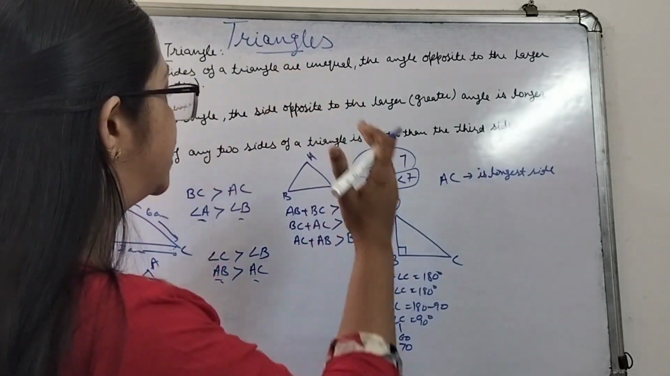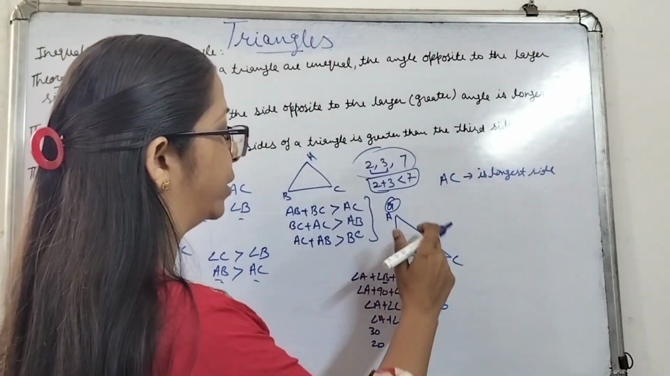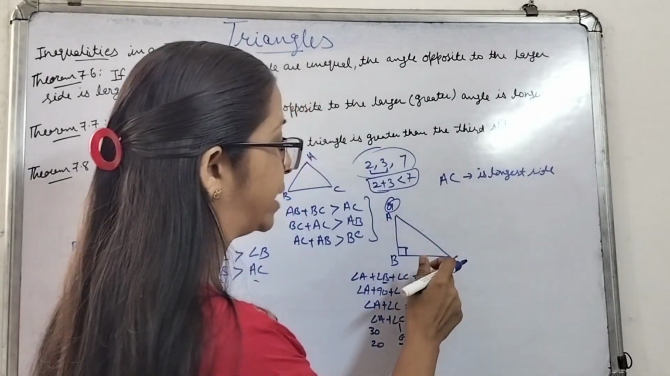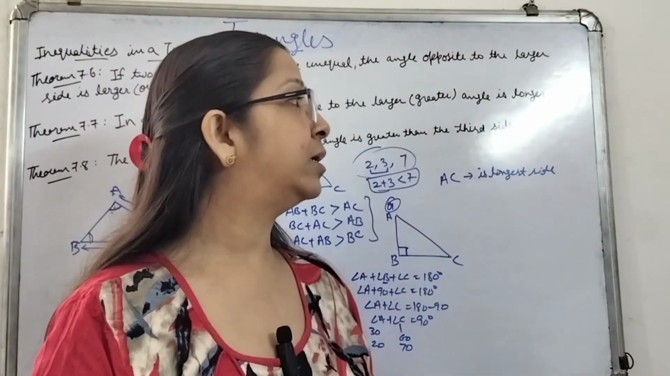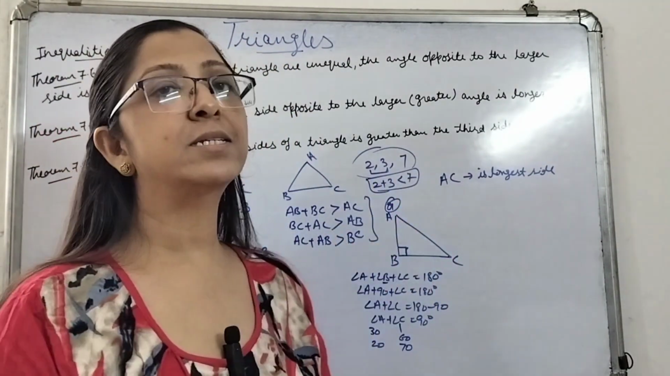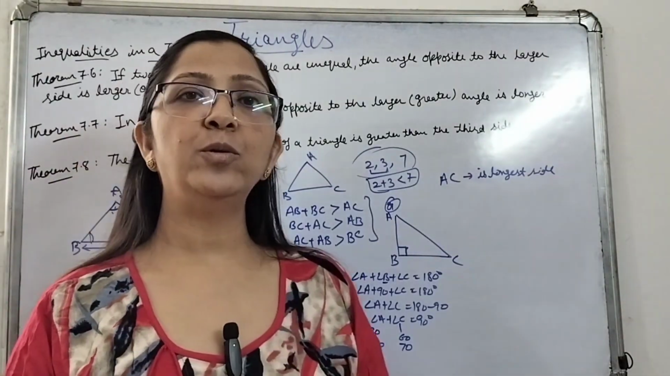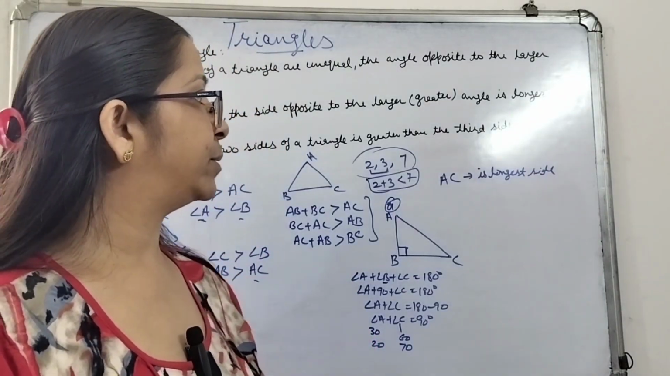And just now we have seen that the side opposite to the greatest angle is the longest. So the side opposite to this angle B is AC, which is the hypotenuse. So we can say that the hypotenuse AC will be the longest side because it is the side opposite to the longest angle. So this is how we can prove it. Hope it is clear to you how we can prove this. This is all from this chapter.